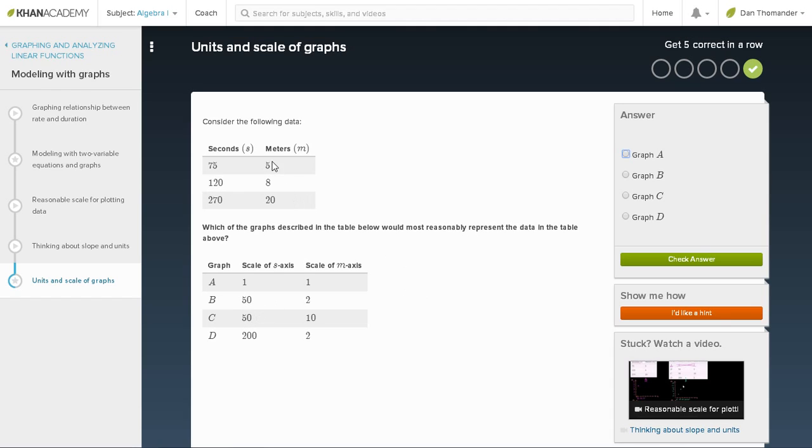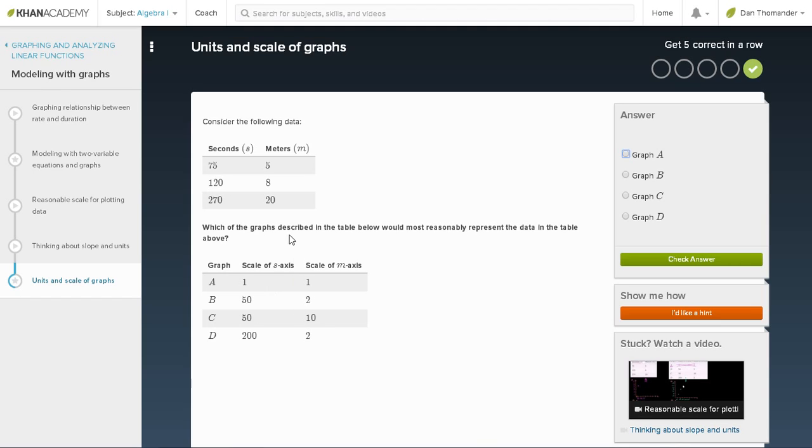Now, the next one says meters. For the meter axis, I have 5, 8, and 20. Oh, by the way, 200 is just too big. If I went 200, 400, 600, I wouldn't be able to capture any of the data in between. So it's got to be 50 because 1's too small and 200 is too big.